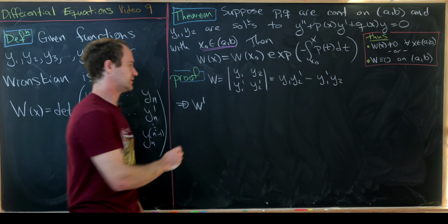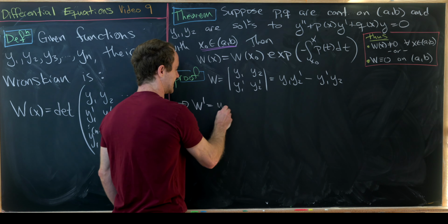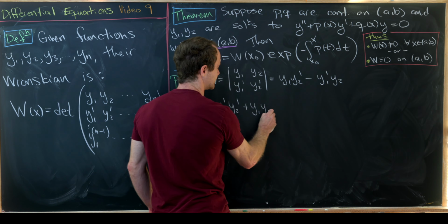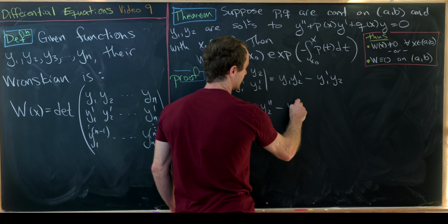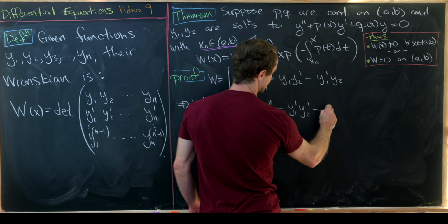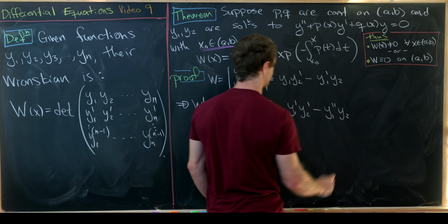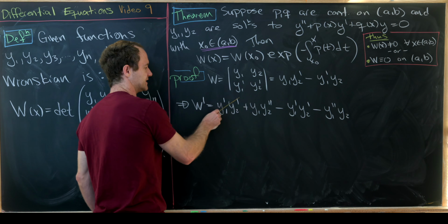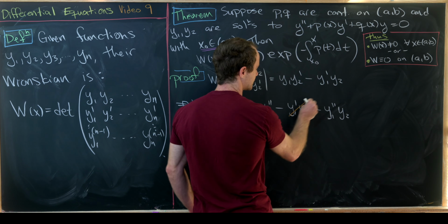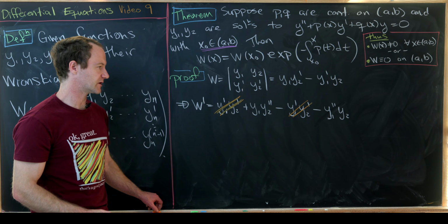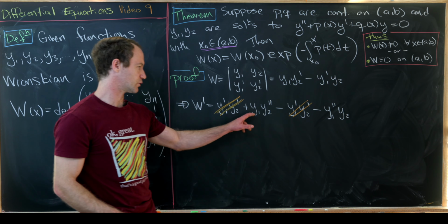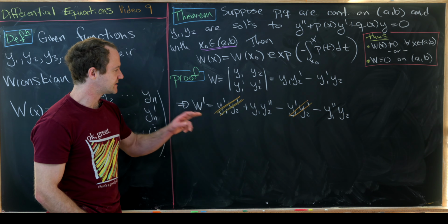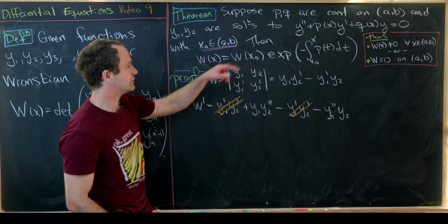So the derivative of w using the product rule over here on the right hand side will be y1 prime y2 prime plus y1 y2 double prime minus y1 prime y2 prime minus y1 double prime y2. Okay, nice. But now notice we get some cancellation. This term right here cancels out with this one over here. We've got first derivatives of both functions, and then we're left with this object y1 y2 double prime minus y1 double prime y2. But let's notice that y1 and y2 are solutions to our differential equation.